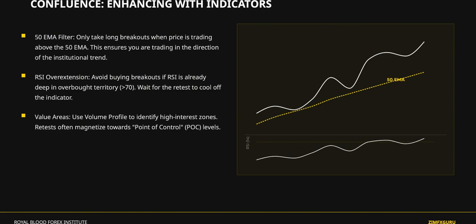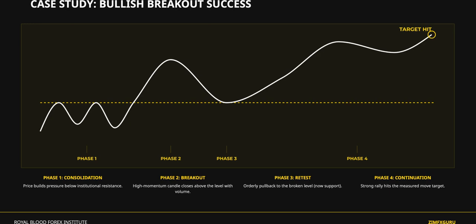So value areas, use volume profile to identify high interest zones. Retests often are magnetized towards point of control, which is POC levels. And then case study, bullish breakout success. So phase 1, you see, this is our phase one, consolidation. Price builds pressure below institutional resistance. So you can actually see here there was pressure, and then phase two, the breakout. So phase 2, high momentum candle closes above the level with volume.